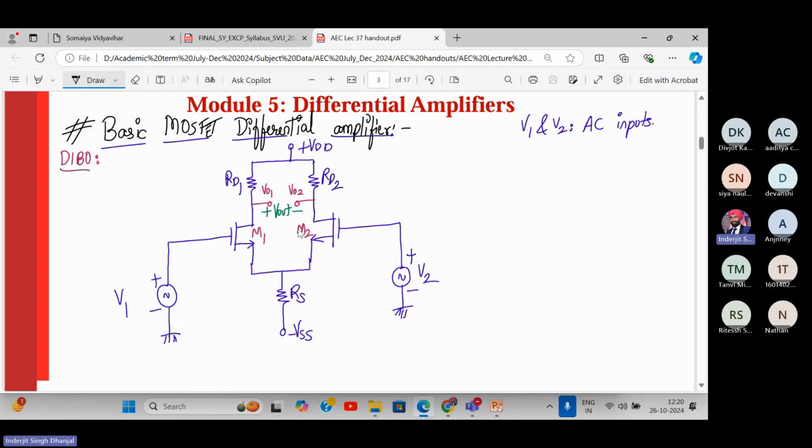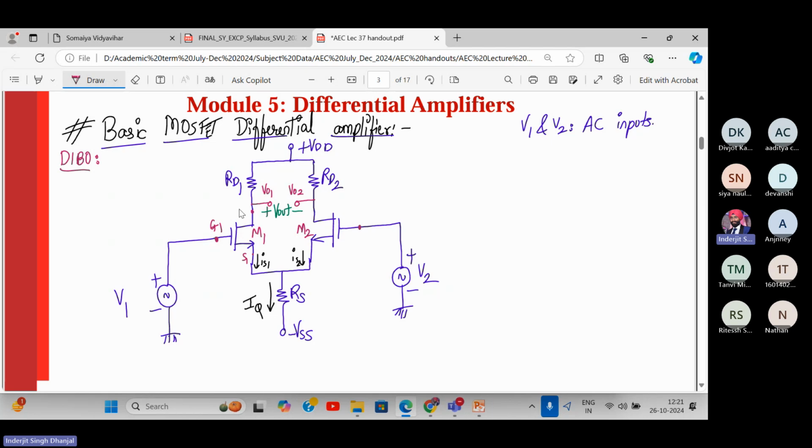Let's add the details over here. The current flowing through RS, we can call it IQ. The currents at these terminals we can call IS1 and IS2 because that is the source terminal. Yes or no? So this is IS1, IS2. Let me highlight the terminals. This is gate 1, this is source 1, this is drain 1. This is associated with transistor M1. This is drain 2, gate 2, source 2. Got it?